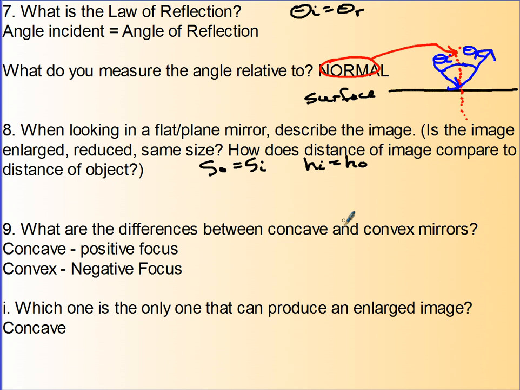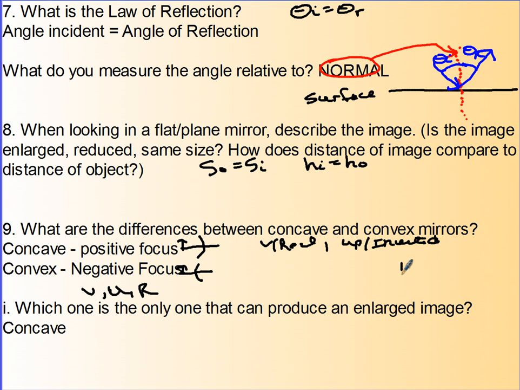What are the differences between concave and convex mirrors? Well, convex has a negative focus and concave has a positive focus. Okay, a concave will look something like this, while a convex will look something like this, with my object on this side. Now, a convex is always going to give you a virtual, upright, reduced image. While a concave, well, it might be virtual, it might be real, it might be upright, it might be inverted.